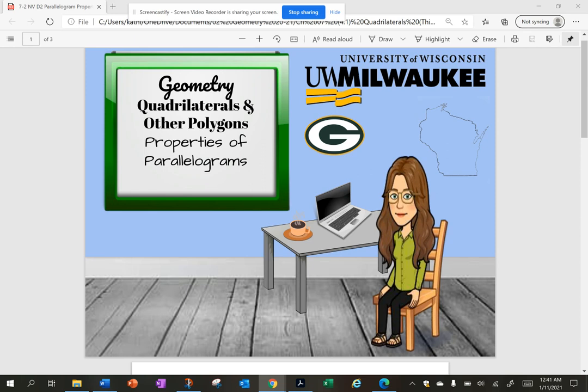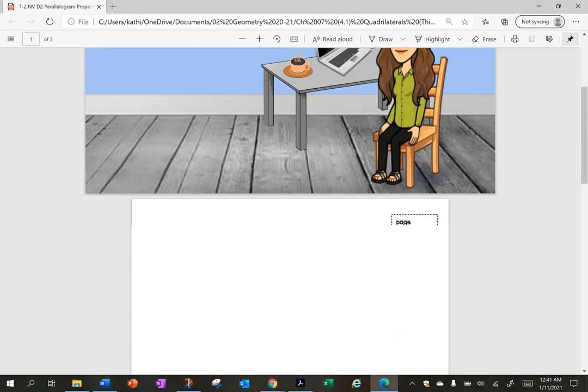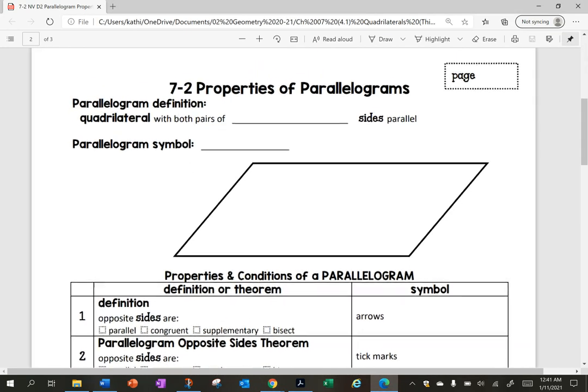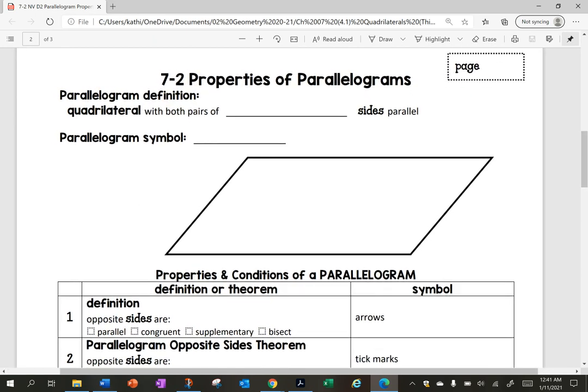Today's lesson is properties of parallelograms. By definition, a parallelogram is a quadrilateral with both pairs of opposite sides parallel. So both pairs of opposite sides are parallel. Usually we use the parallel symbol, which looks like this or like this.